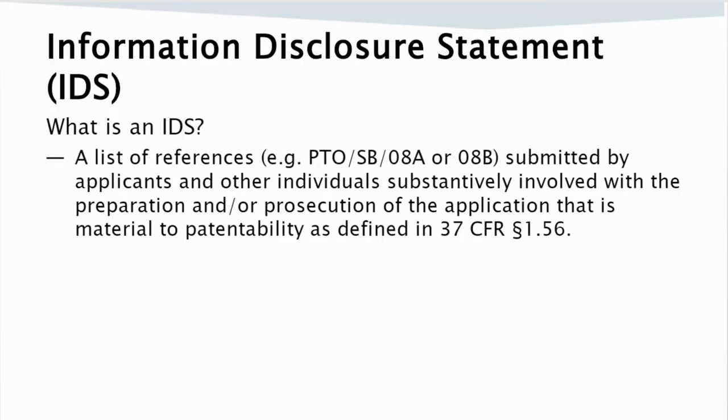Applicants and other individuals substantively involved with the preparation and/or prosecution of the application have a duty to submit information to the office which is material to patentability as defined in 37 CFR 1.56. There are a variety of reasons why they may want the office to consider information. For example, to make sure that the examiner has an opportunity to consider the same information that was considered by these individuals, or by another patent office in a counterpart, or related patent application filed in another country.